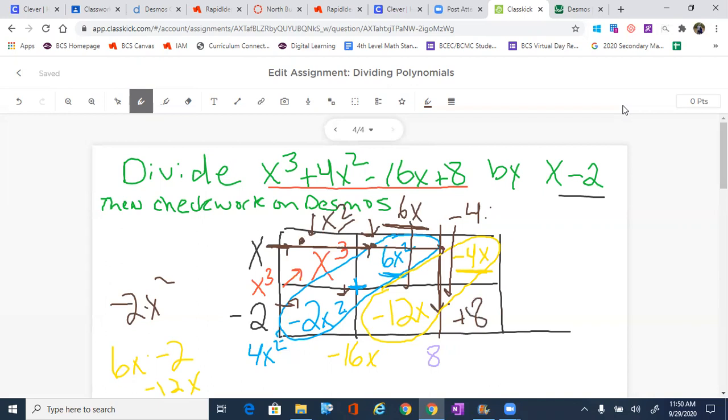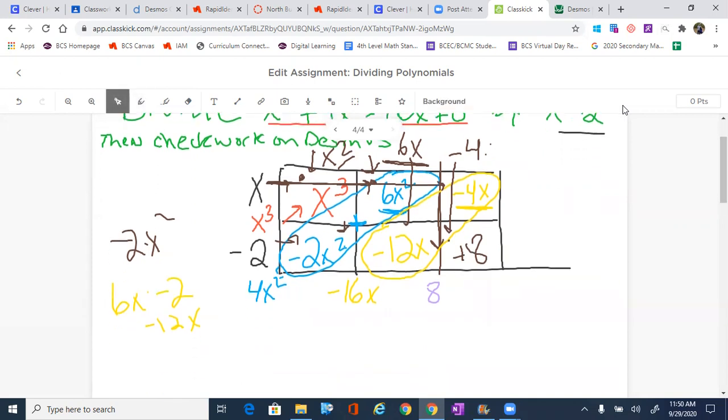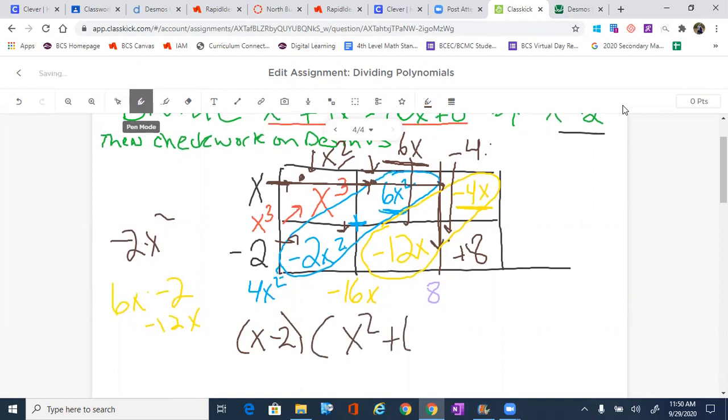Now, we've just done the division. What that means is we have two factors. We have x minus 2 as a factor, and then we have this other one that is our answer, x squared plus 6x minus 4. This is our result of the division.